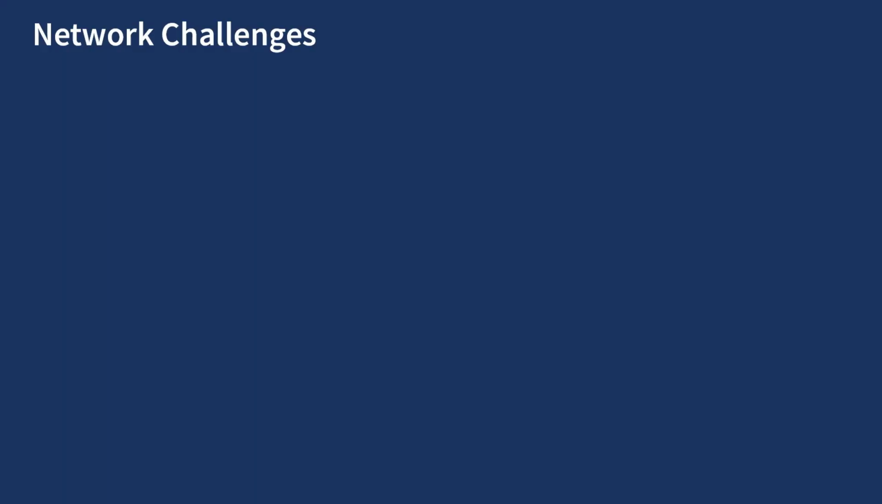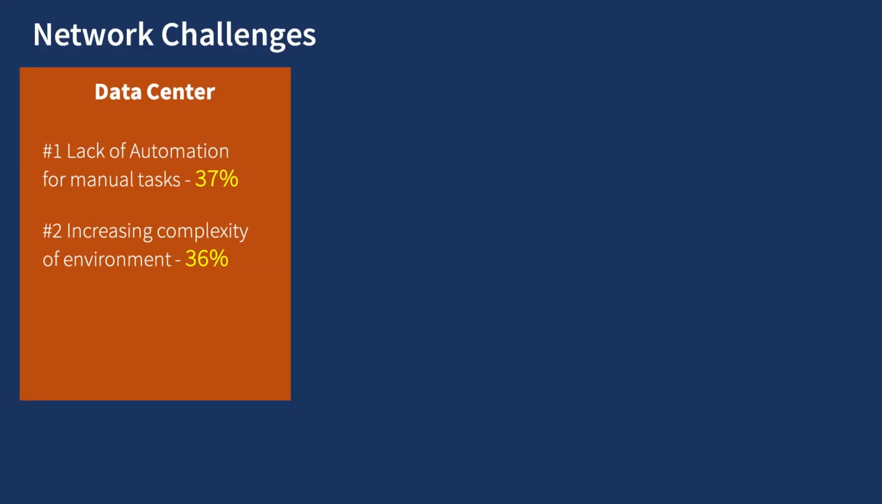If we take a look at the challenges the network teams face in a few of these domains, we can see a pattern emerging. Taking a look across the data center, campus, WAN, and edge, it's clear that complexity is driving the need for network automation. In the data center, it's very clear that the top challenge is a lack of automation. And just behind that, it's the increasing complexity, especially as modern application environments are deployed.